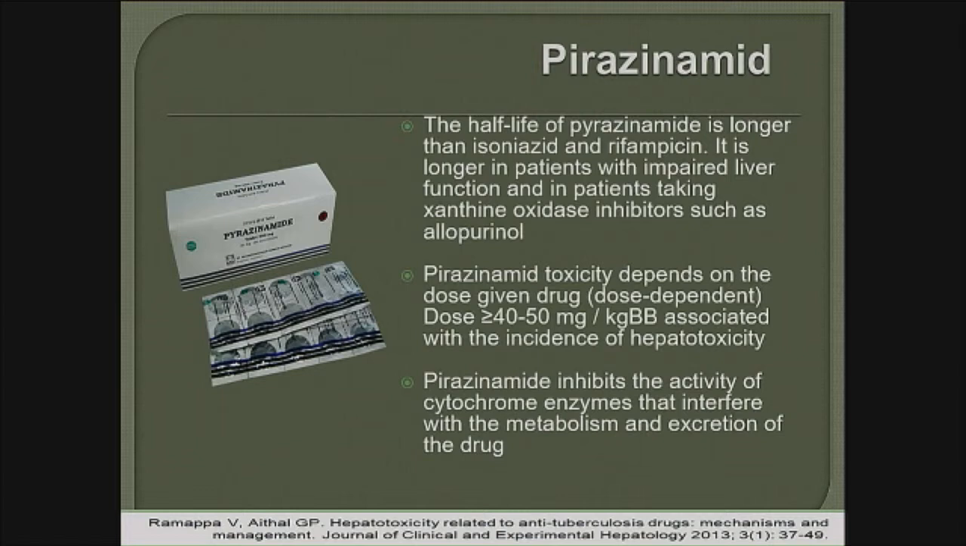And pyrazinamide: the half-life of pyrazinamide is longer than isoniazid and rifampicin. It is longer in patients with impaired liver function and in patients taking xanthine oxidase inhibitors such as allopurinol. Pyrazinamide toxicity depends on the dose of the given drug, so it is dose dependent. And pyrazinamide inhibits the activity of cytochrome enzyme that interferes with the metabolism and excretion of the drug.